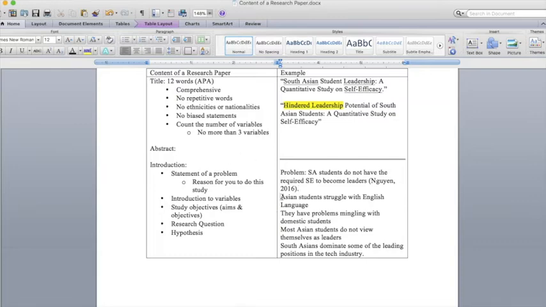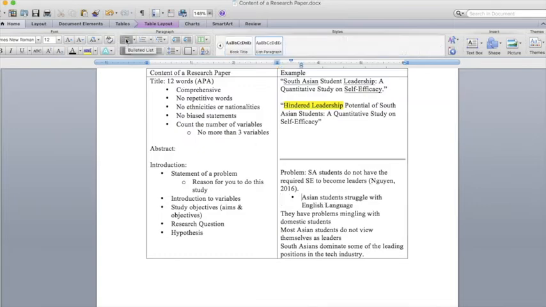Now, I need to make sure that my readers understand the gravity of this problem. Why exactly has this problem become this much of an issue now? South Asian students do not have the required self-efficacy to become leaders. One of the reasons is most Asian students struggle with their English language. Who said it? A research paper documents this, so I need to find that reference and put it here. And they have problems mingling with domestic students. Who said it? Another research paper documents this, so I'm going to write research paper 2.